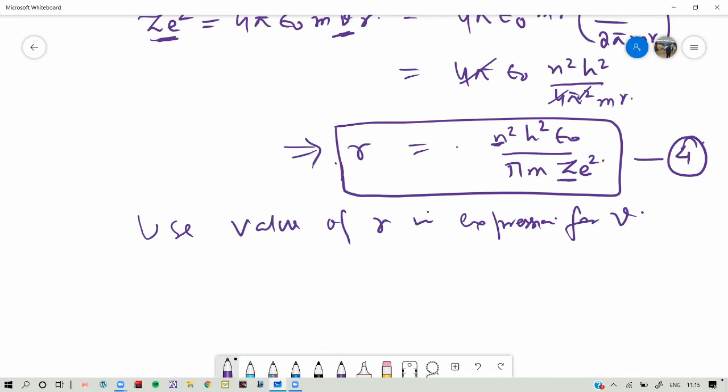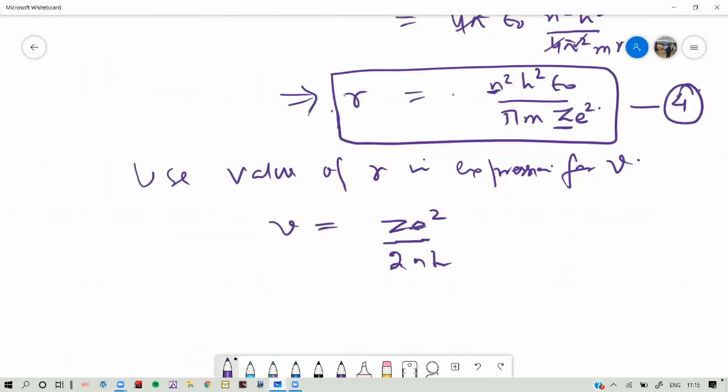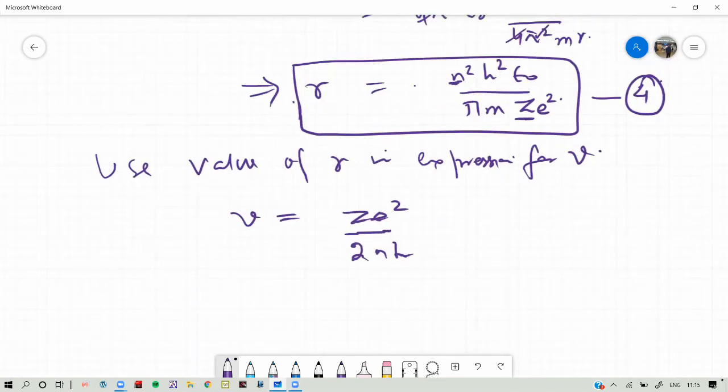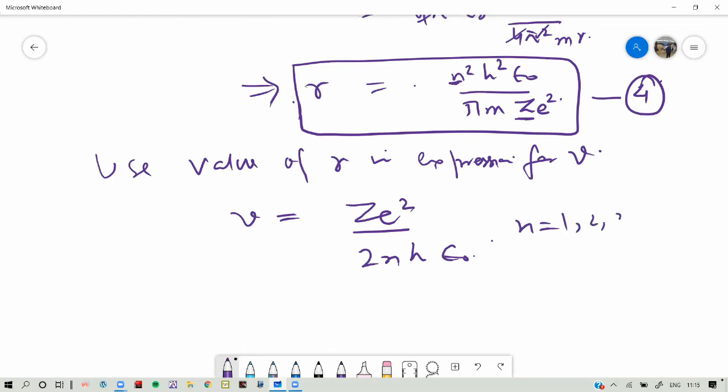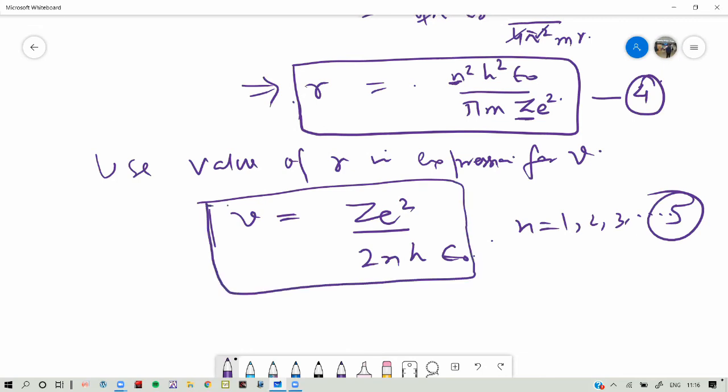Using the value of r in the expression for v, we will find that v is equal to Z e² divided by 2 n h ε₀. Sorry, I will repeat it. It is Z e² divided by 2 n h ε₀. Again, n is an integer, 1, 2, 3, etc. Let this be 5. So almost half is done. We have calculated the velocity and the radius. Now the energy is left.